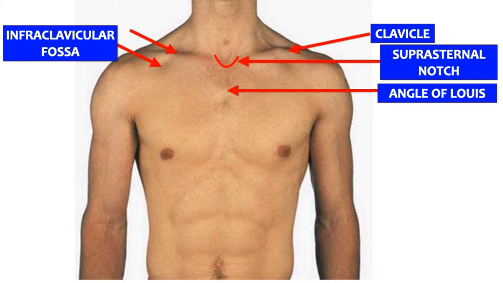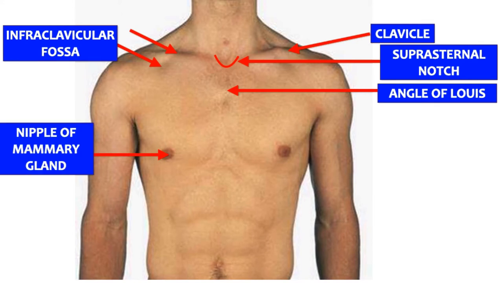The tip of the coracoid process lies approximately 2.5 centimeter below the clavicle and lateral to this fossa, that is infraclavicular fossa. The tip of the coracoid process is covered by the anterior fibers of the deltoid. This represents the nipple of mammary gland. The nipple of the mammary gland ideally is located in fourth intercostal space. However, it varies from person to person depending upon the gender, depending upon the obesity level.